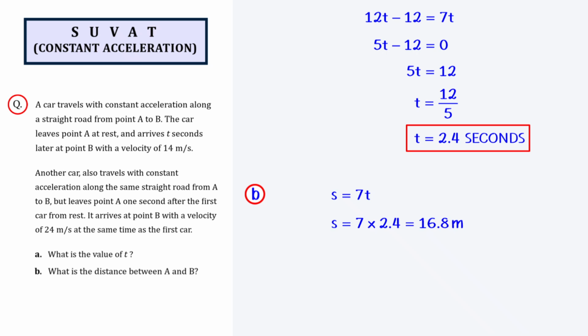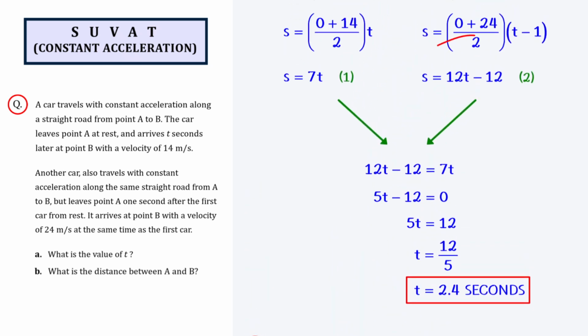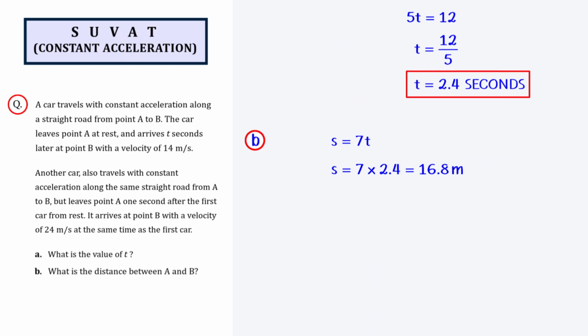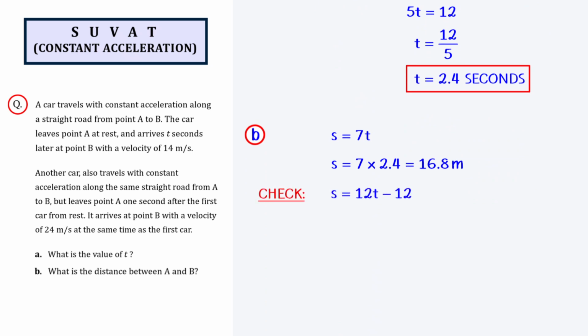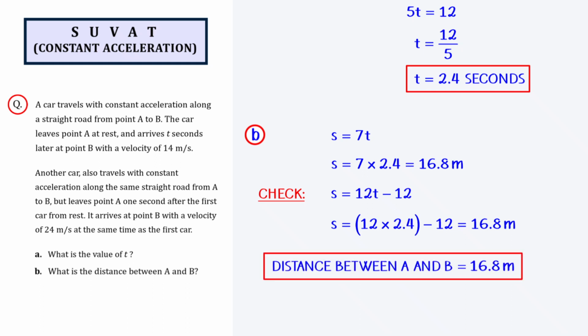And we can check we get the same result by substituting the value of t into equation 2. And so we have s is equal to 12t minus 12, and so s is equal to 12 multiplied by 2.4 minus 12, which is equal to 16.8 meters, which confirms the distance between A and B is 16.8 meters. Okay, so that's how you answer a SUVAT constant acceleration question.